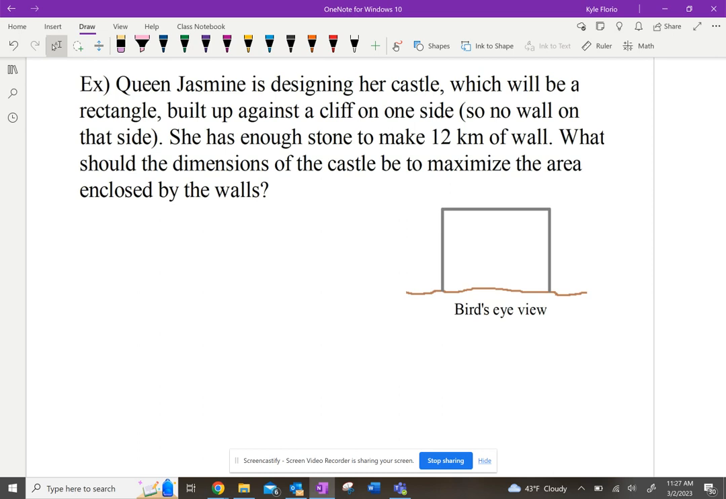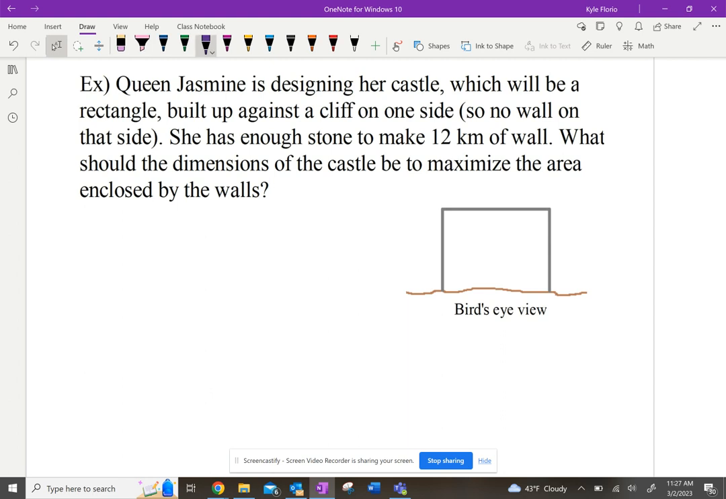Queen Jasmine from Agrabah is designing her castle, which will be a rectangle built up against a cliff on one side, so no wall on that side. She has enough stone to make 12 kilometers of wall. What should the dimensions be of the castle to maximize the area enclosed by the walls?